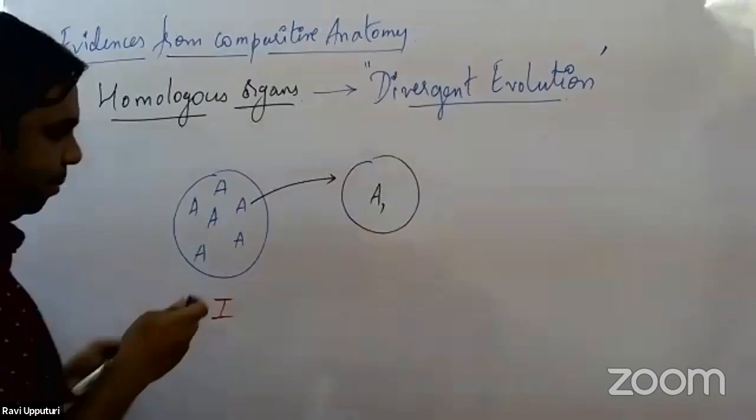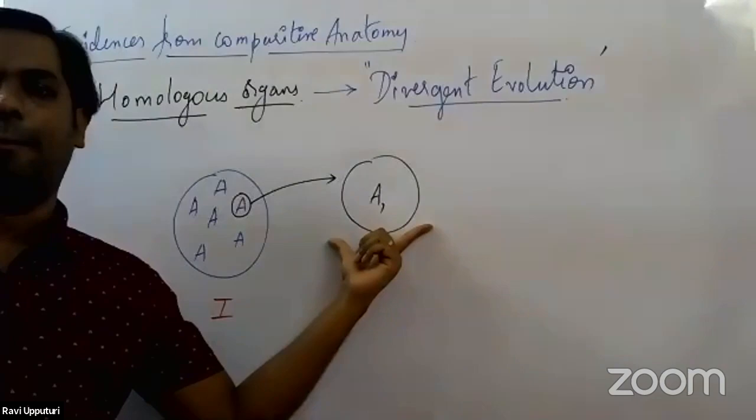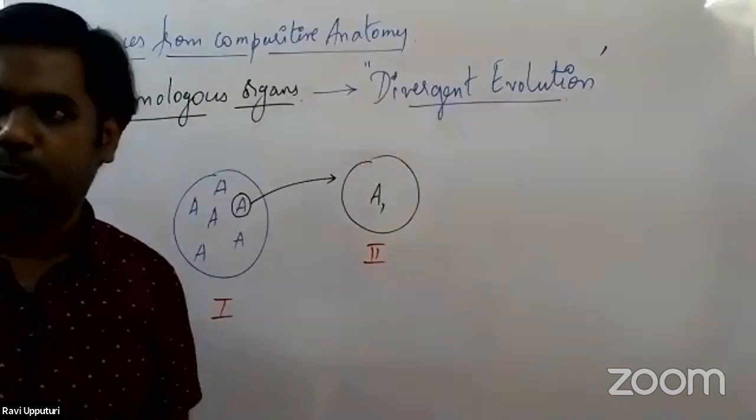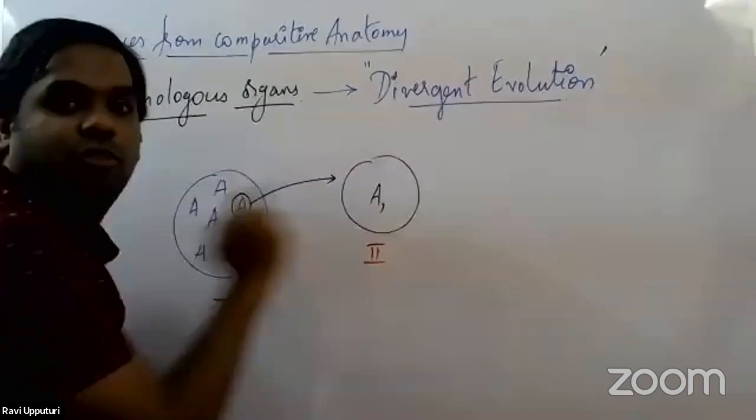Due to some reason, say this particular organism migrated to habitat number two. Now, based on the environmental conditions present in this particular habitat, this organism underwent some sort of modification, as a result of which it evolved into a new species, which is designated as A1 species.